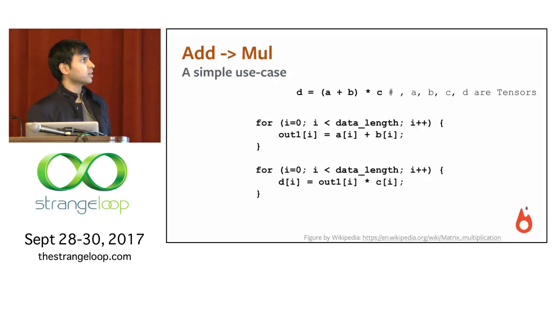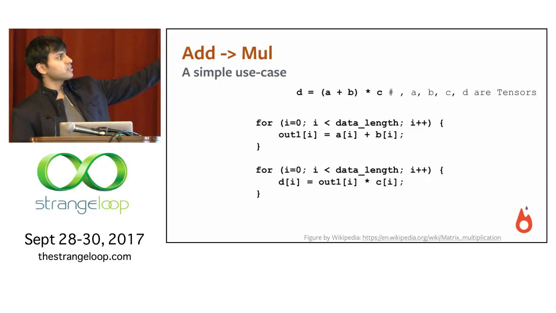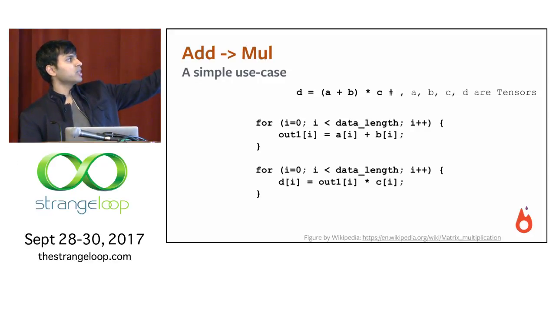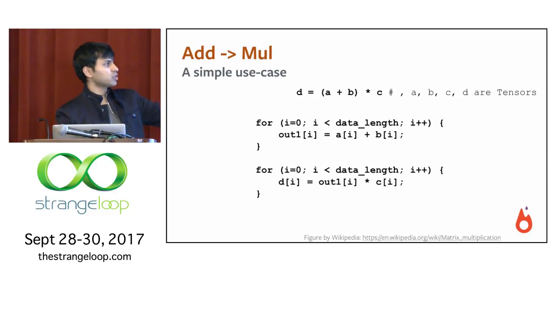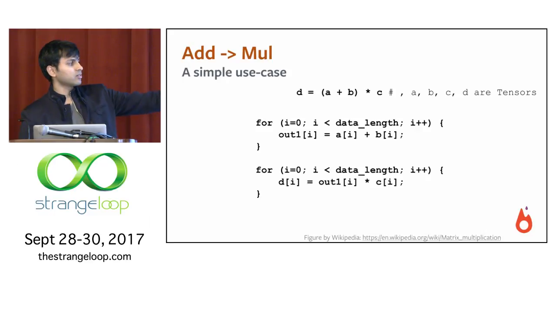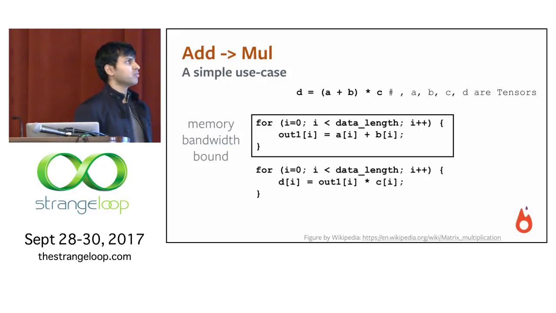So let me take a quick example to explain. Let's look at a simple use case. Let's say A, B, C, and D are tensors, and I want to compute A plus B times C. This is kind of how the code would look. I first compute A plus B, I get some output, and then I take the output and multiply by C. This operation is completely memory bandwidth bound.